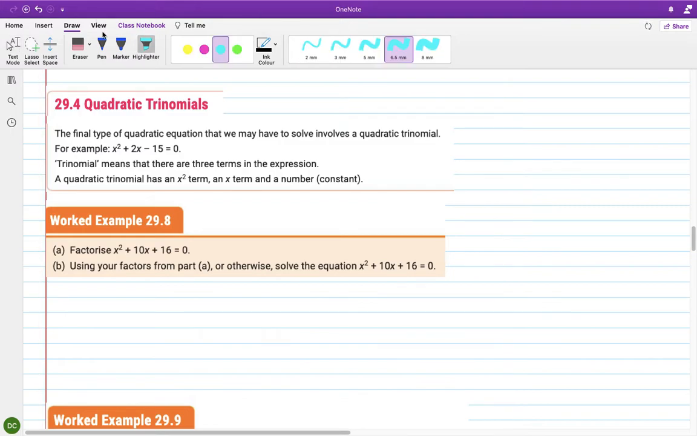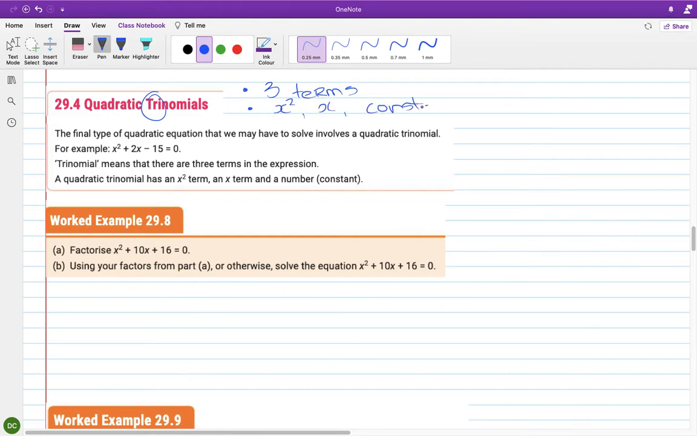So these are always, students never have problems identifying these ones. The word try there, because it has 3 terms. Nothing is missing. It will have an x squared term, an x term, and a constant term. Okay, so it's always easy to pick out because it's the only one with 3.